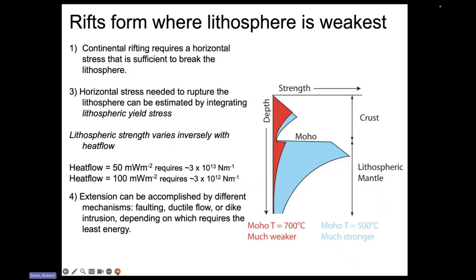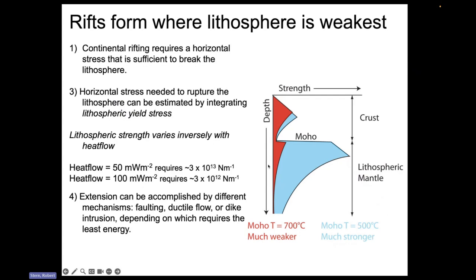So something that is a takeaway from this lecture is that rifts form where the lithosphere is weakest. For whatever reason, when stress is applied to the lithosphere, that strain is going to be localized wherever it's weakest. So continental rifting requires a horizontal stress that's sufficient to break the lithosphere somewhere. And the horizontal stress that's needed to rupture the lithosphere can be estimated by integrating the lithospheric yield stress.